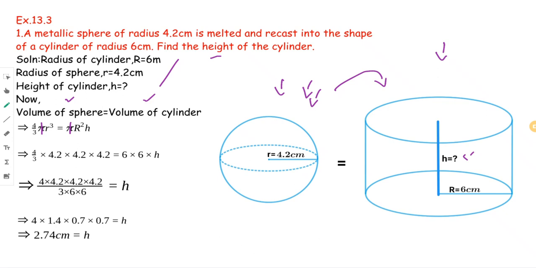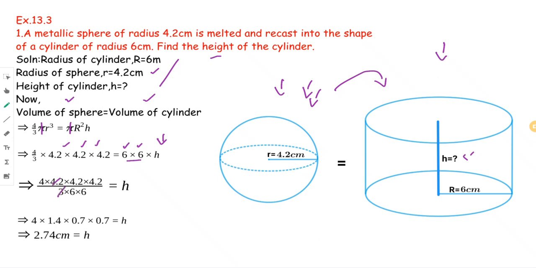Then the radius of the sphere is 4.2 cube, right? That's why we'll write it 3 times, and the radius of the cylinder is 6, so r square, so 2 times, right? Now remember, I'm trying to get this h, so this 6 and 6 will go down to the denominator by cross multiplication. All right, now we can start division.